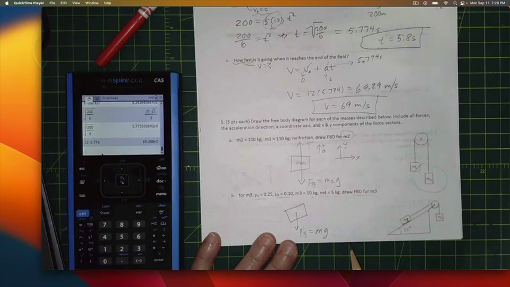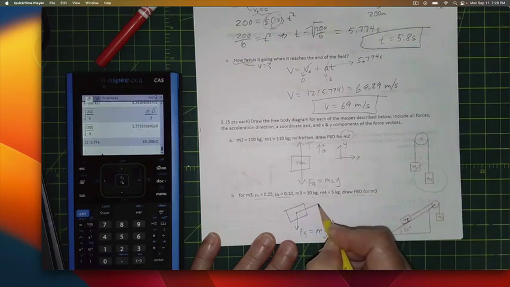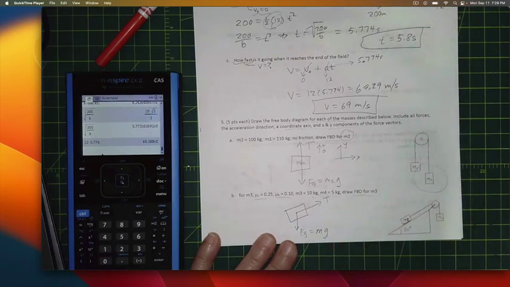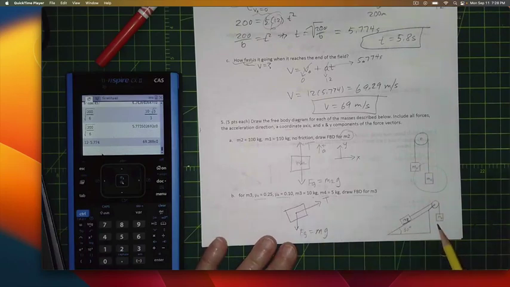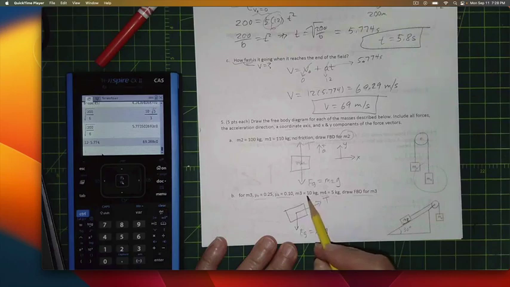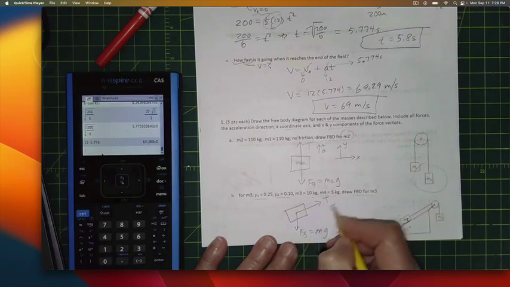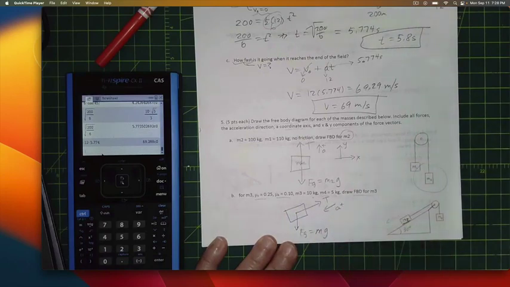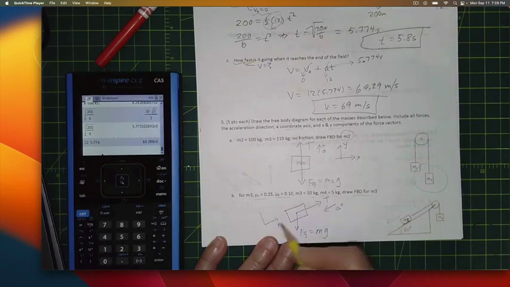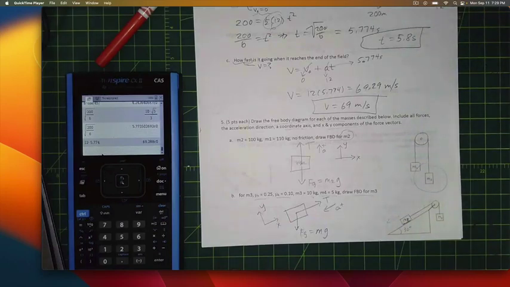We'll have to do some components for this one though. And we have the tension of the string pulling up the slope. Call it T. M4 is 5, M3 is 10, so we would probably expect it to go down this way. So let's just call that our positive A direction. And then let's also just do X and Y with the slope. So X is going up the slope, Y is going straight up perpendicular to the slope.